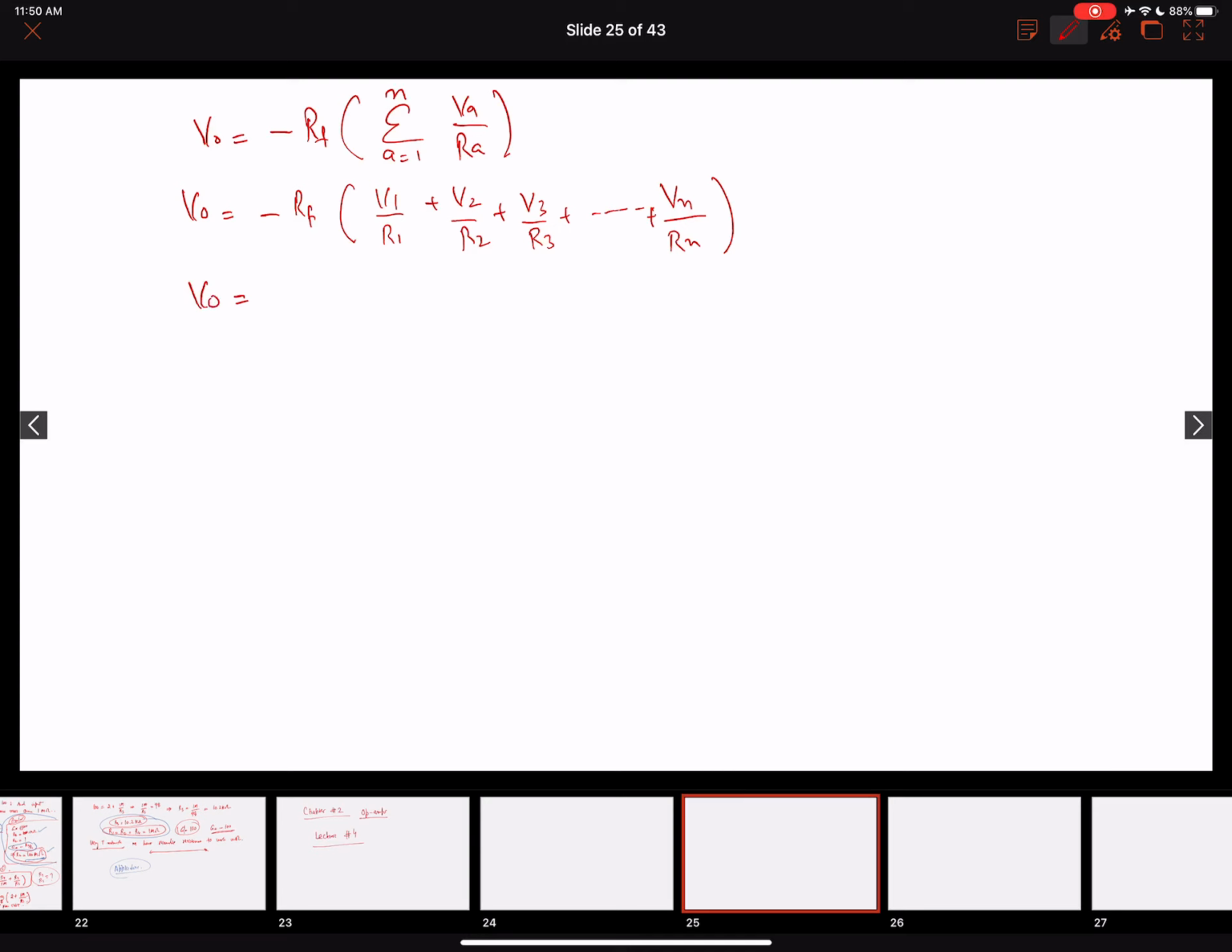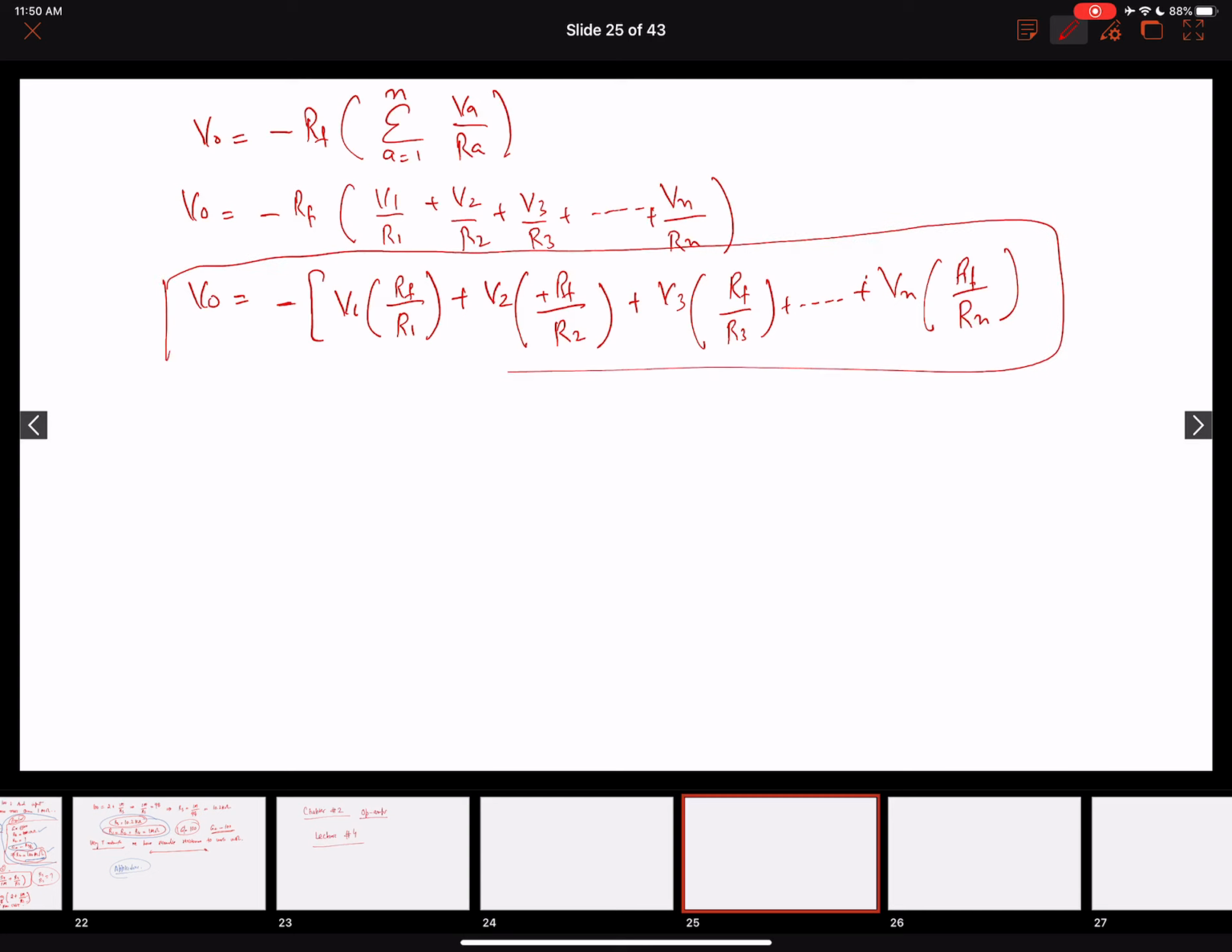Right? Okay, so I can easily expand this as a negative into V1 RF over R1 plus V2 RF over R2, plus V3 RF over R3 plus Vn RF over Rn.